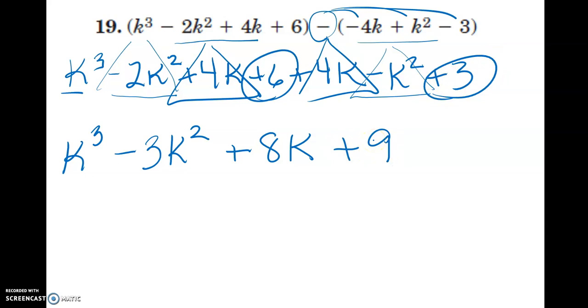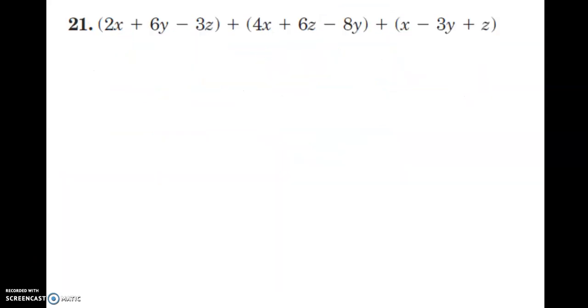This is simplified. Unless I know the value of k, there's nothing else I can do with this expression. So remember, I can't add these together. I could multiply them, but the operation is addition or subtraction, and so I can't do that in this example here. So let's take a look at this one.